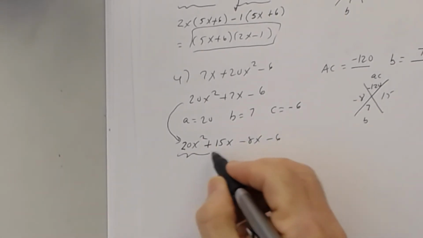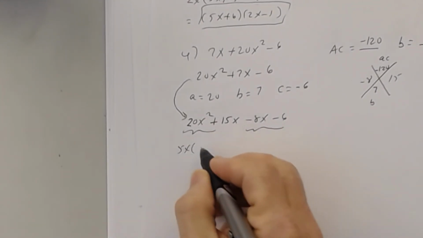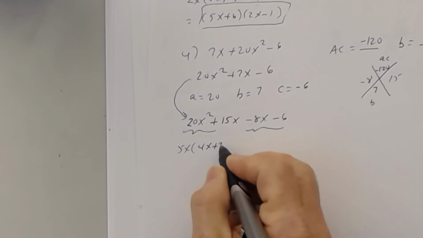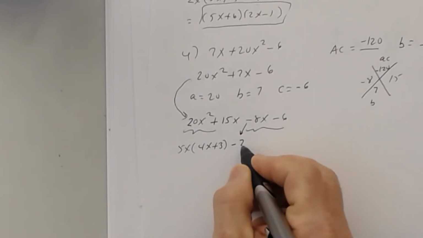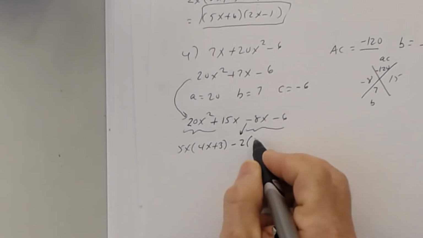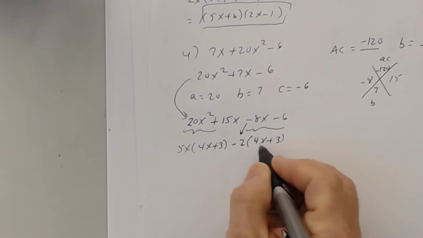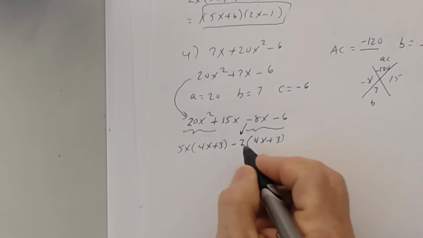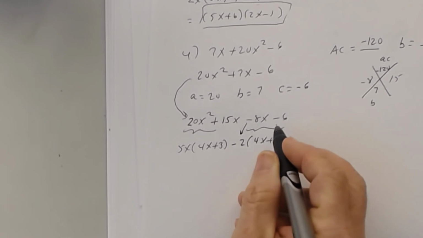Group the first 2, group the last 2. 5x. Okay, good. 5x times 4x plus 3. Minus 2 times 4x plus 3. Make sure you see this because a negative 2 times 4x is a negative 8x. Look at me. And a negative 2 times a positive 3 is a negative 6.